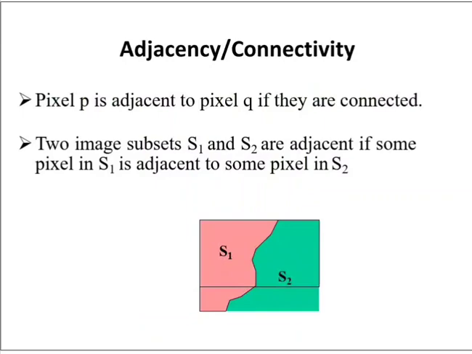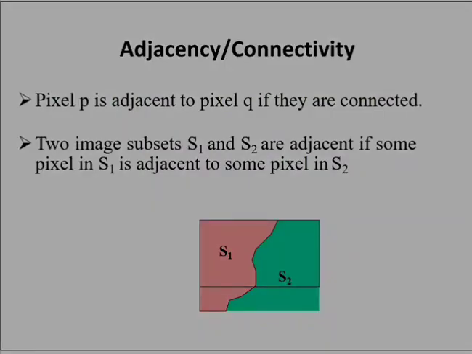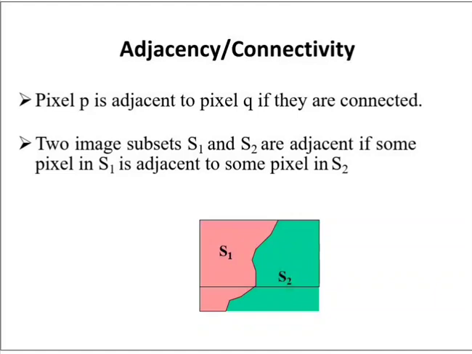A path from a pixel P with the coordinate x, y to the pixel Q with the coordinate s, t is a sequence of distinct pixels with the coordinates x0, y0, x1, y1, x2, y2 up to xn, yn, where x0, y0 is equal to x, y and xn, yn is equal to s, t. xi, yi is adjacent to xi minus 1, yi minus 1, where i lies between 1 to n. Here n is the length of the path.